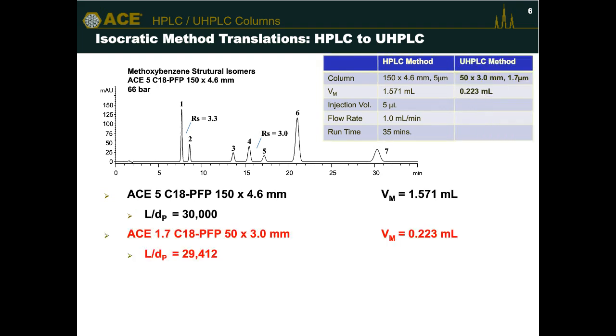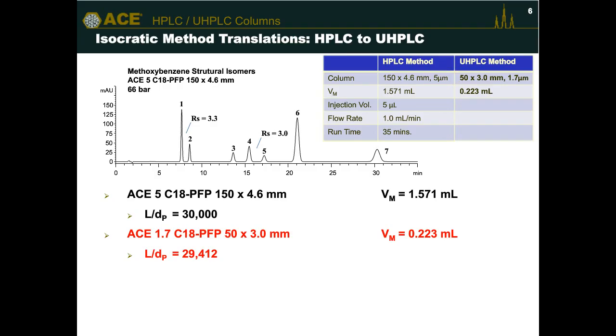We want to scale this method to UHPLC. So what we need to consider is the column we're going to choose. In this case, it's the same column chemistry, but we are going to a smaller particle size, down to a 1.7 micron particle. And the column dimensions are 50 millimeters by 3 millimeter ID. So that column format has slightly less length to particle size ratio, so 29,000 instead of the 30,000.